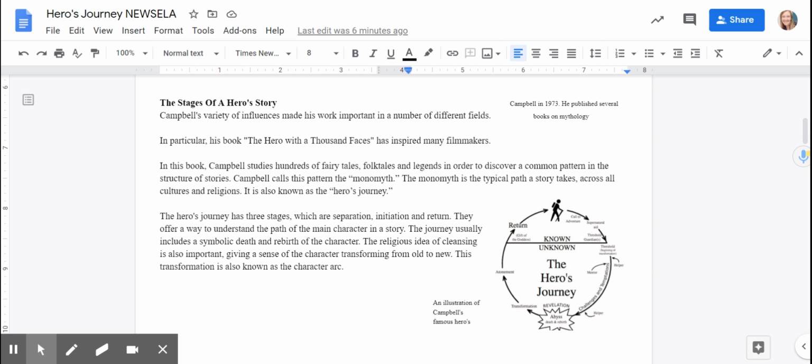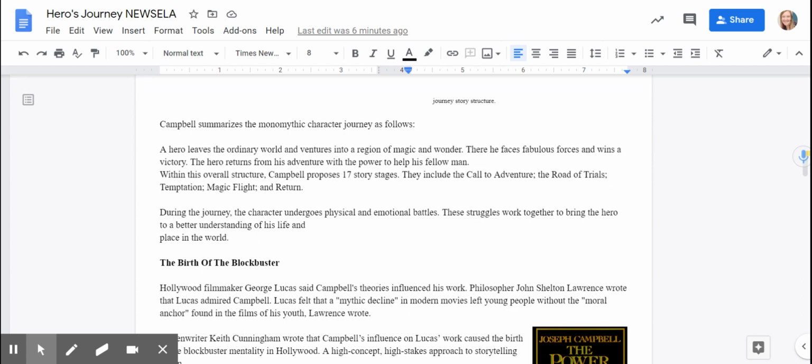The journey usually includes a symbolic death and rebirth of the character. The religious idea of cleansing is also important, giving a sense of the character transforming from old to new. This transformation is also known as the character arc. Campbell summarizes the monomythic character journey as follows. A hero leaves the ordinary world and ventures into a region of magic and wonder. There he faces fabulous forces and wins a victory. The hero returns from his adventure with the power to help his fellow man.